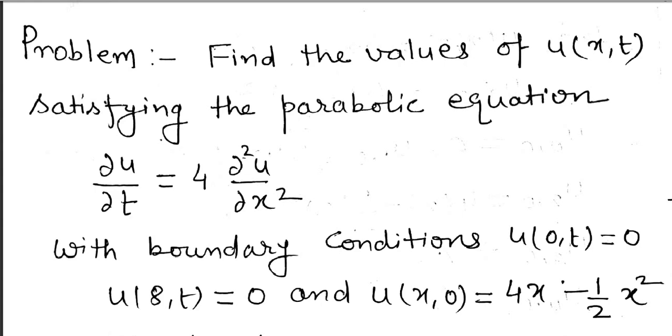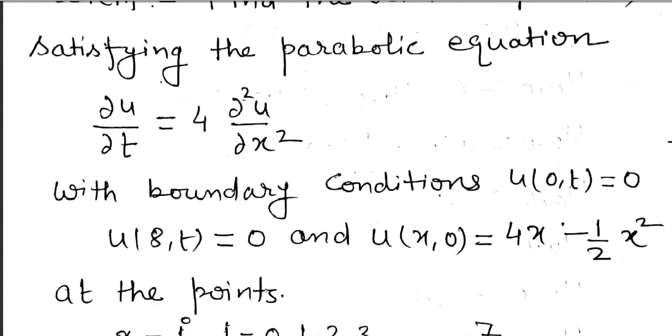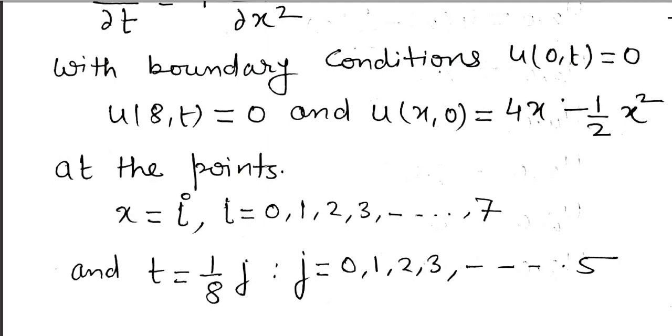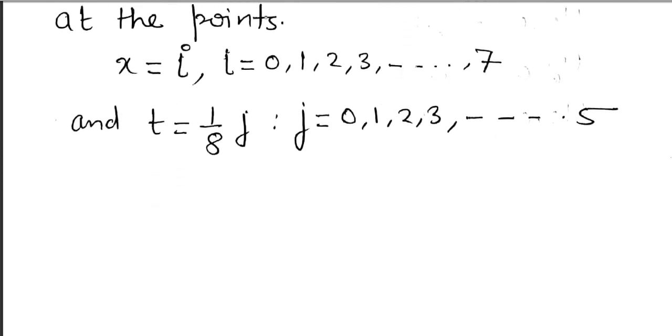It is clear that the given parabolic equation is the one-dimensional heat equation, and here we use the Bender method to solve this partial differential equation with the given boundary conditions. So the boundary conditions are u(0, t) equal to 0, and u(x, 0) is defined as a function 4x minus 1 by 2 x square, at the points x equal to i, i equal to 0, 1, 2, 3 and t equal to 1 by 8 j, where j is equal to 0, 1, 2, 3 up to 5.